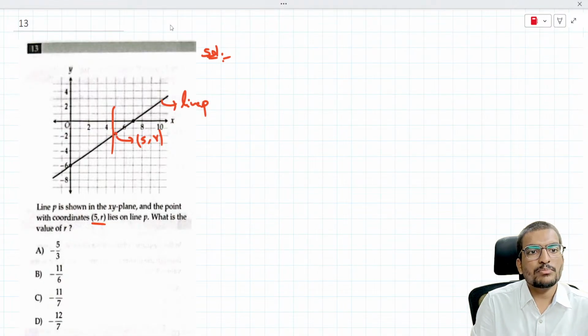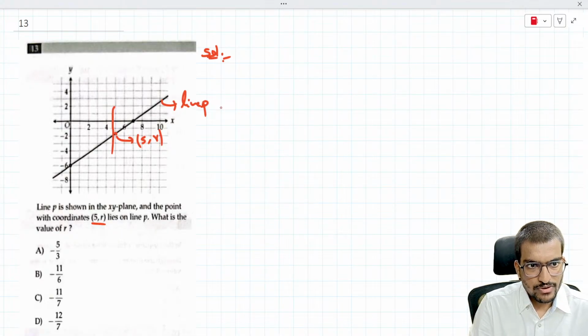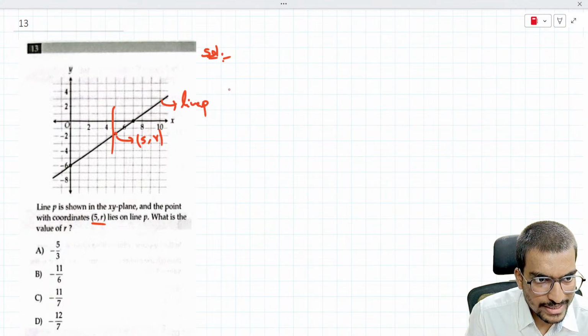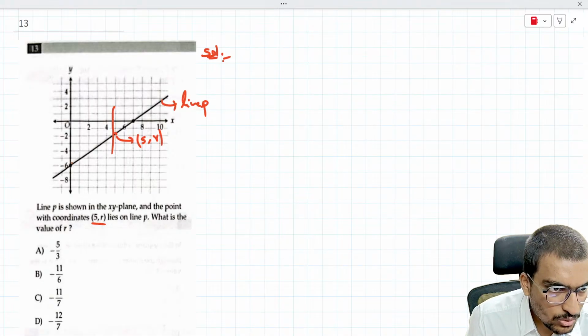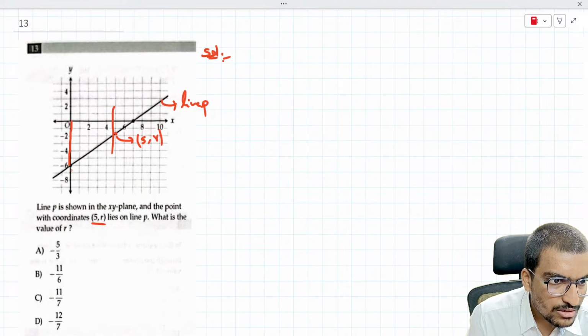But how can we pick that r value? We can get the slope from this. If we can get the slope, we can get the value of r. So what is the slope here? Rise. How much is the rise? 6, positive 6.